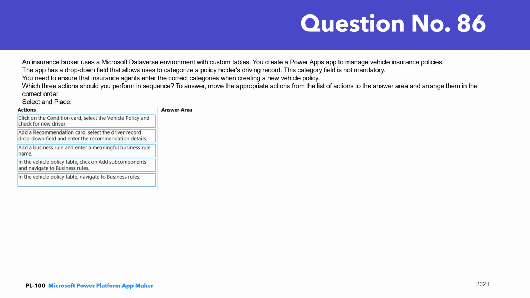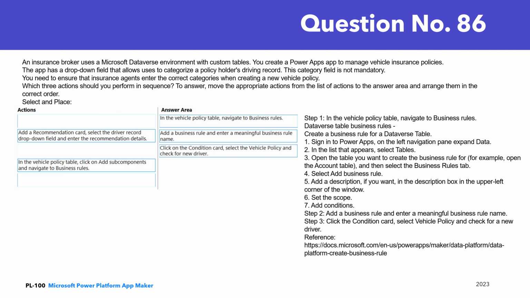Select and place: in the vehicle policy table, navigate to Business Rules. Add a business rule and enter a meaningful business rule name. Click on the condition card, select the vehicle policy and check for new driver.